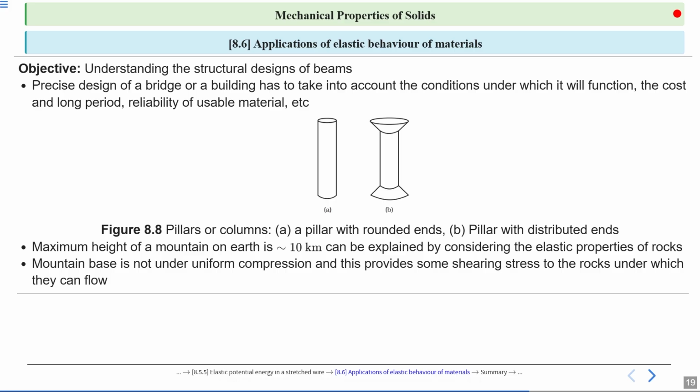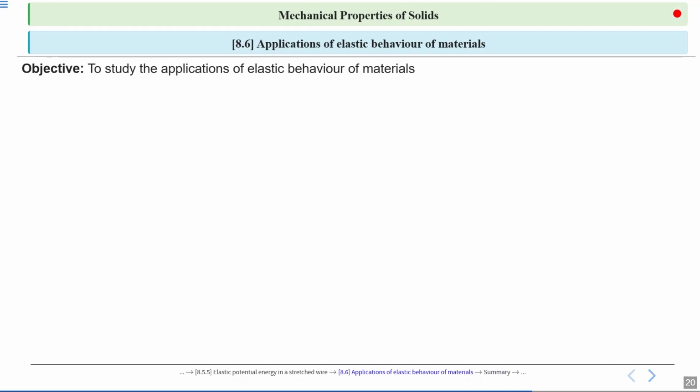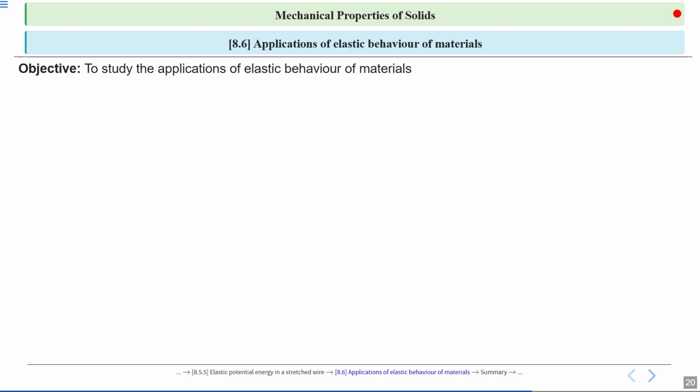It's important to note that the base of a mountain does not experience uniform compression. Instead, there is some shearing stress, which means the rocks can slowly shift or flow under the immense pressure. So, now we will understand the applications of elastic behavior of material.